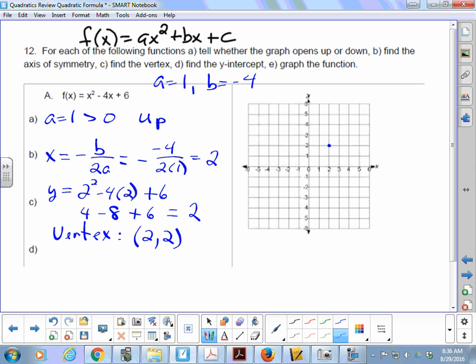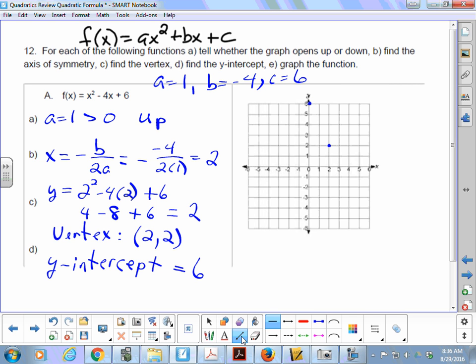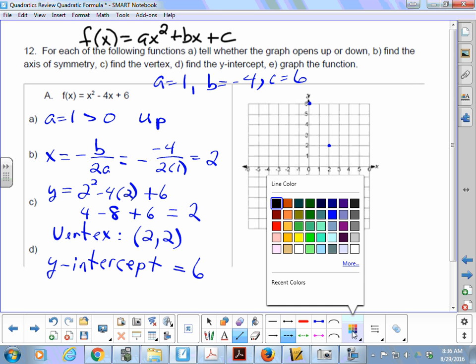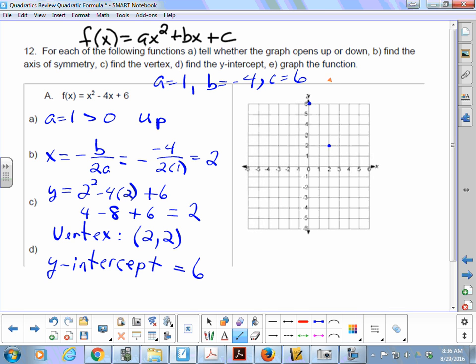What's the y-intercept? That's our value of c, which is 6. So we mark our y-intercept. We've got a vertex and our y-intercept. We know that this line here cuts the graph in half. We don't draw it on there, but we know it does.